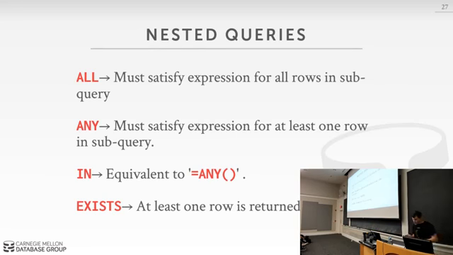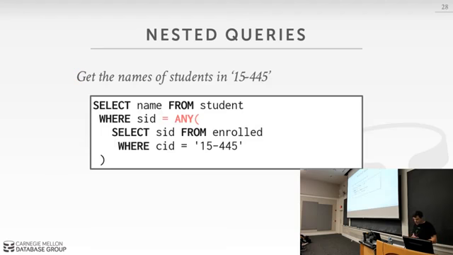So we can rewrite our example before of getting all the students in 15445 like this. Instead of using IN, we say equals ANY. So now you read this as: the student ID from the student table, check to see whether it equals any tuple that exists in the set of student IDs produced from the enroll table, right? Now, nested queries don't have to only appear in the WHERE clause. They actually can appear anywhere, right?